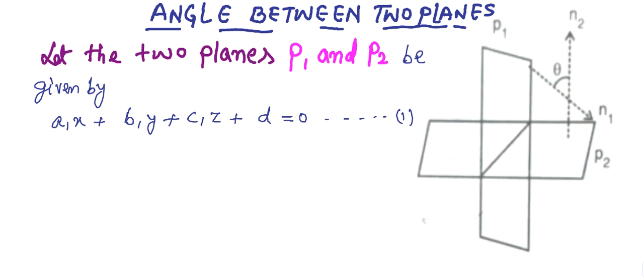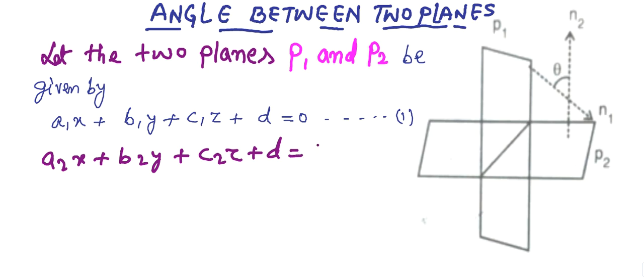And for P2: A2x plus B2y plus C2z plus D2 equal to 0. Here D1 equals 0 and D2 equals 0. Name them equation 1 and equation 2.